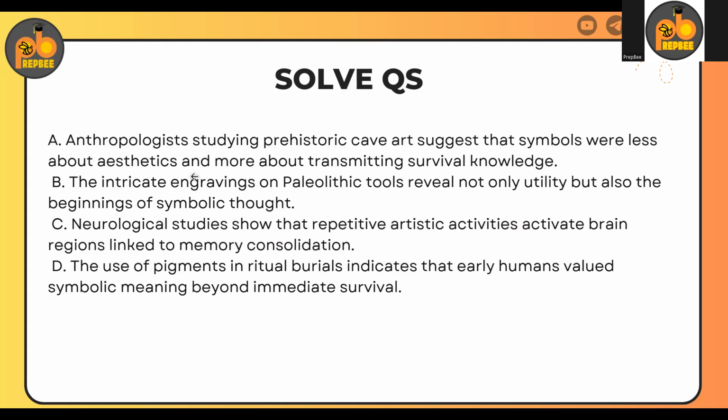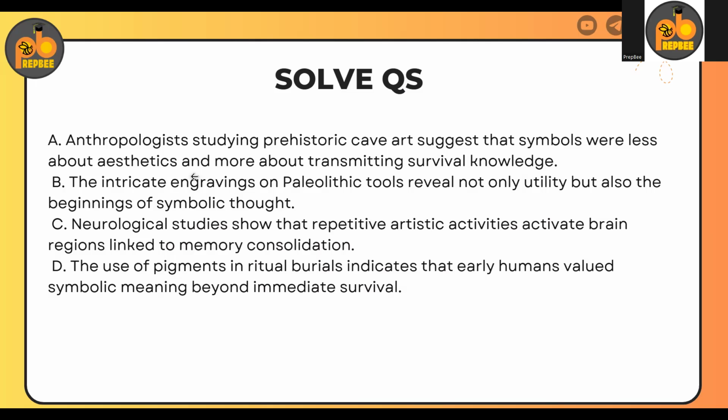Second sentence, what it is saying: the intricate engravings on tools reveal not only the utility but also the beginning of symbolic thought. It is explaining one of the cave art. They are talking about how engravings were used. Then, neurological study shows that repetitive artistic activities activate brain regions linked to memory consolidation.